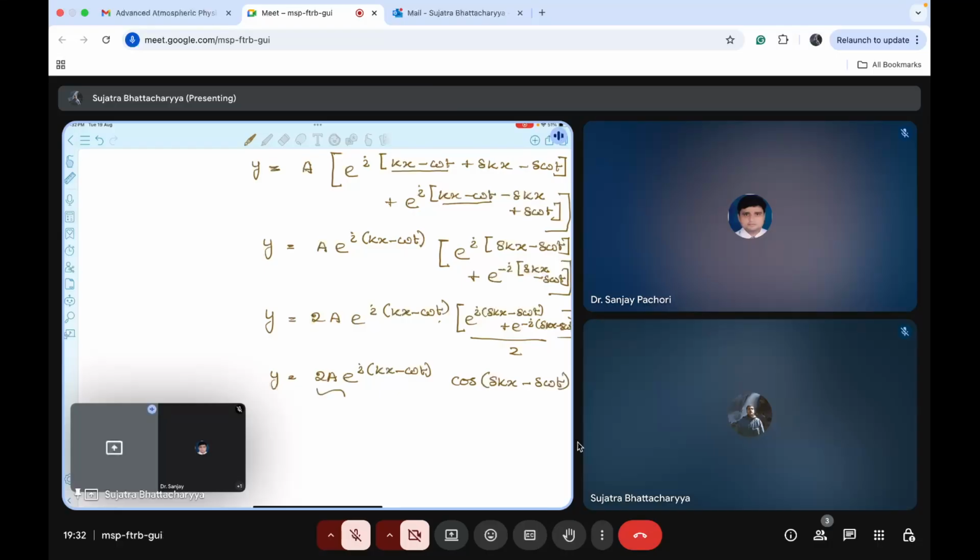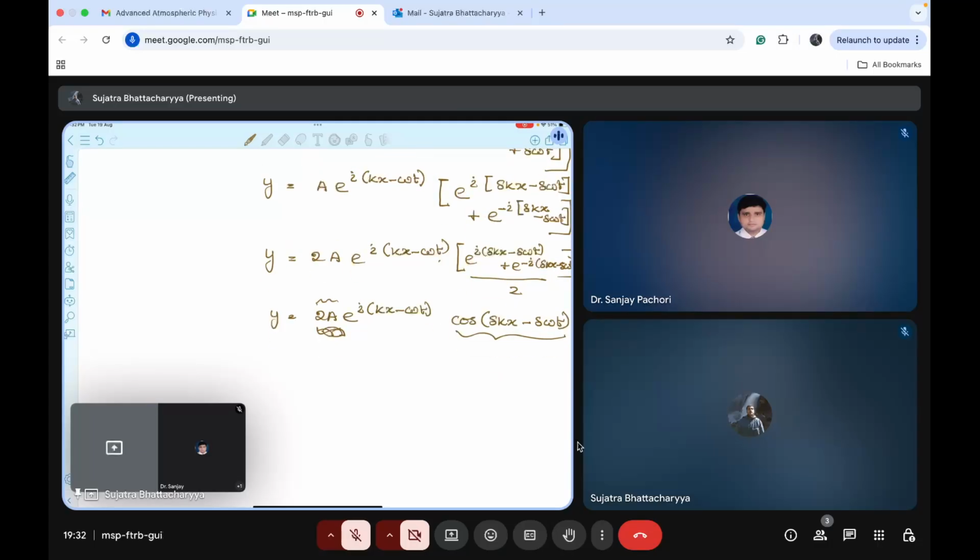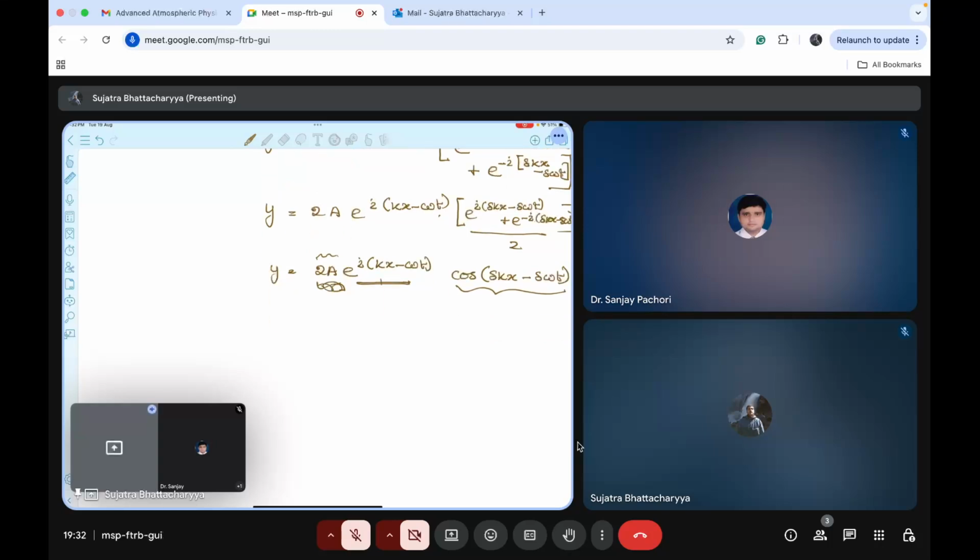So this 2a times this becomes the amplitude of the group wave, the packet of the wave, and this is your normal wave potential. So this part will give you the phase speed which we have derived, and this part will give you the group velocity. So again, the same thing. This is the phi g, the phase of the group.